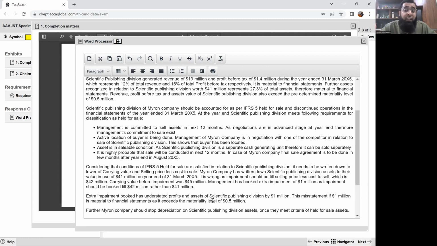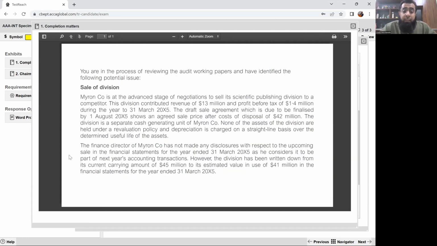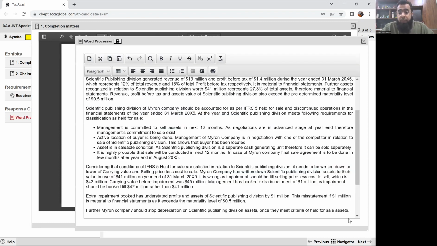In my opinion, they haven't stopped depreciation because in the opinion of finance director, this transaction is of next year. And secondly, they impaired it till value in use only. So in their opinion, the assets are still in use. And it is also written here that none of the assets of the division are held under revaluation policy and depreciation is charged on straight line basis over the useful life. Okay.